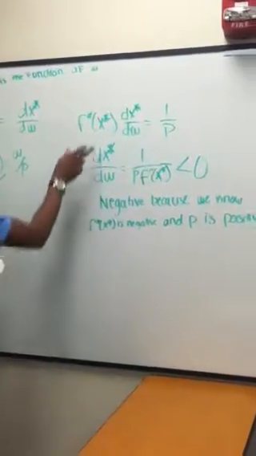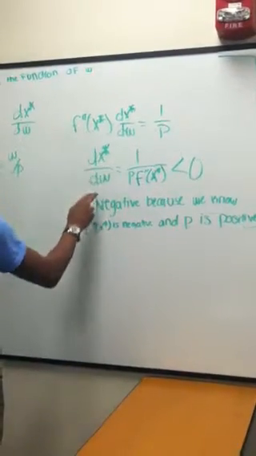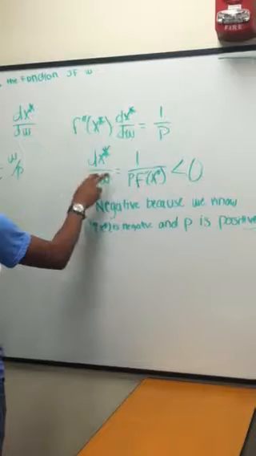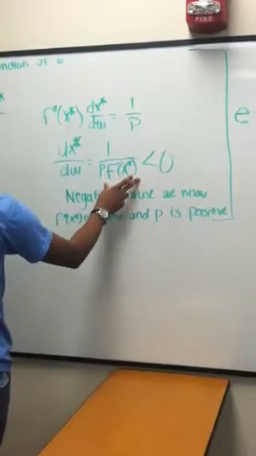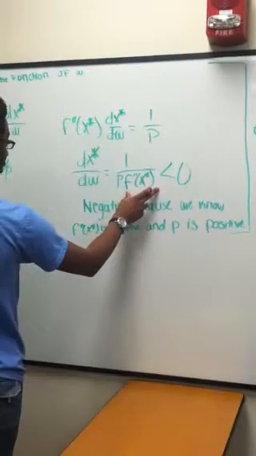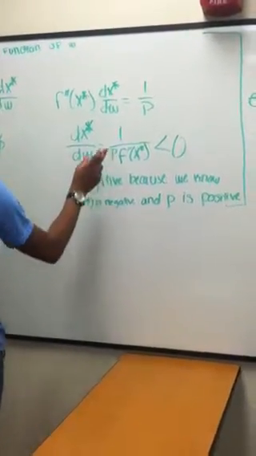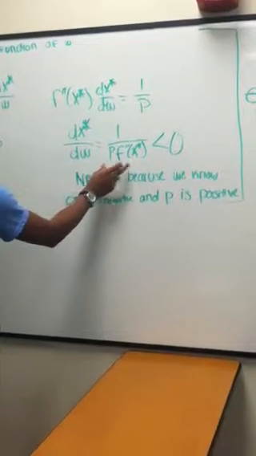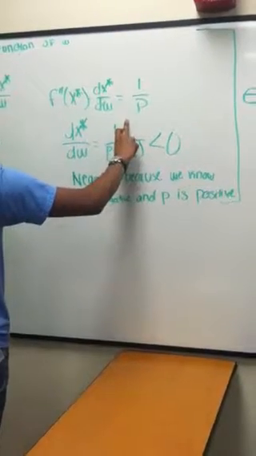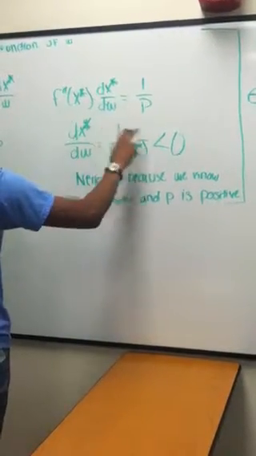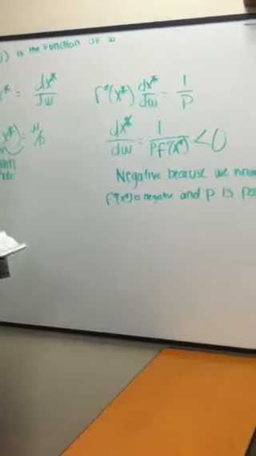And then you're going to move the f double prime of x star over so that you have your dx star over dw by itself. Since we know that f double prime x star is negative, as explained earlier, and P is going to be positive, then underneath the 1 it will all be negative, and that will make the entire solution negative. So we would expect that formula to be negative.